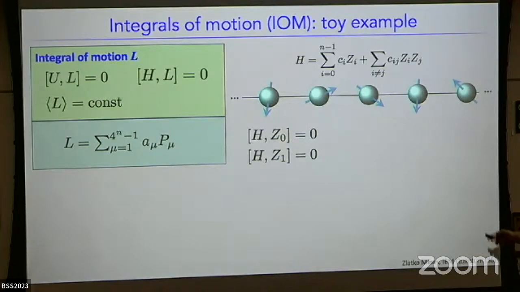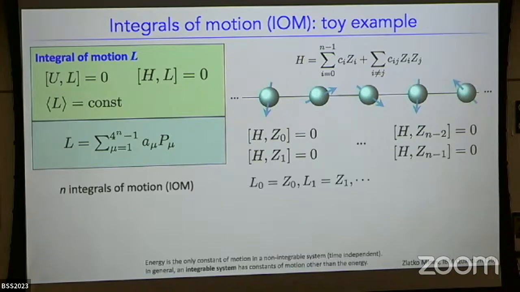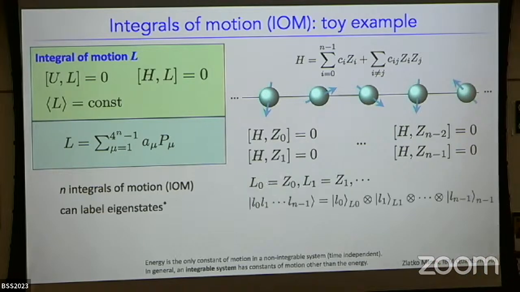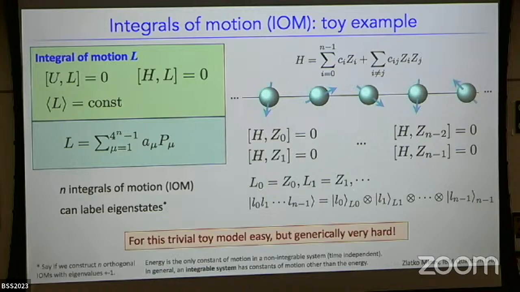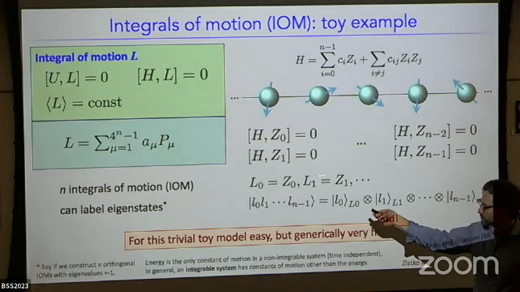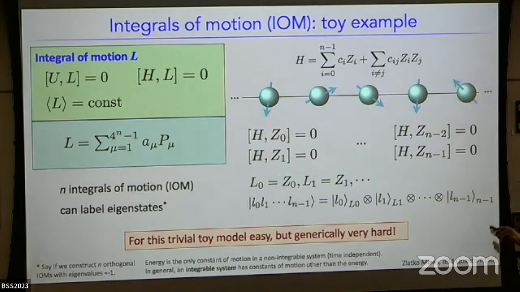The Z operator on qubit 1, 2, 3, 4, and so on. So in this case, there are N integrals of motion, Z, which are just the Z operators. And you can use them, because it's a complete set, to label all the eigenstates of the entire system. Right. And of course, you have to make sure that your integrals of motion are orthogonal, complete, and perhaps have the right eigenvalues.